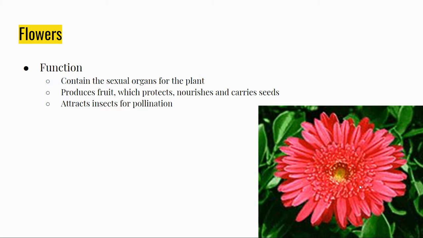Some flowers contain both male and female reproductive organs on the same flower. Some contain one or the other. So we'll talk about those here in a minute. Some flowers produce fruit, which is going to protect and nourish the seeds as well as carry them. And flowers also attract insects, and this is important for pollination, which is how flowers are ultimately reproduced.